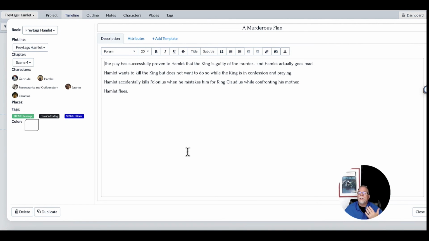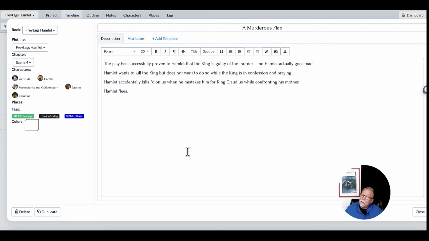So Hamlet decides he's going to put on a play called The Mousetrap, which is a play within a play, and it's mirrored on the way that he believes that Claudius killed his father. And he's going to watch Claudius's reaction and see if he actually did commit the murder.